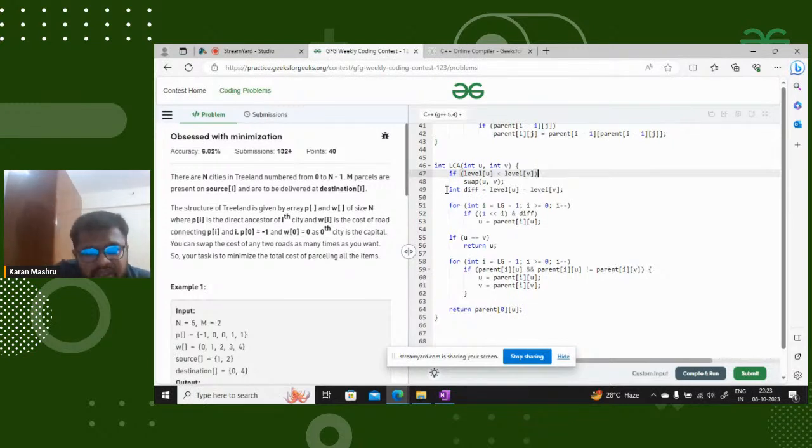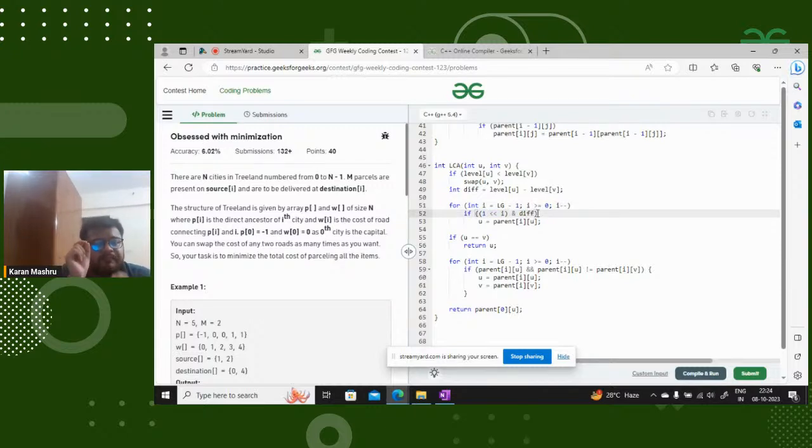In that way, we are proceeding. Okay. So I'll calculate difference equals level of U minus level of V. Then for I equals LG minus 1, LG is 19. Because the distance cannot be more than 2 power 18, because the number of nodes is 10 power 5. So I equals LG minus 1 until 0, if 2 power I and difference.